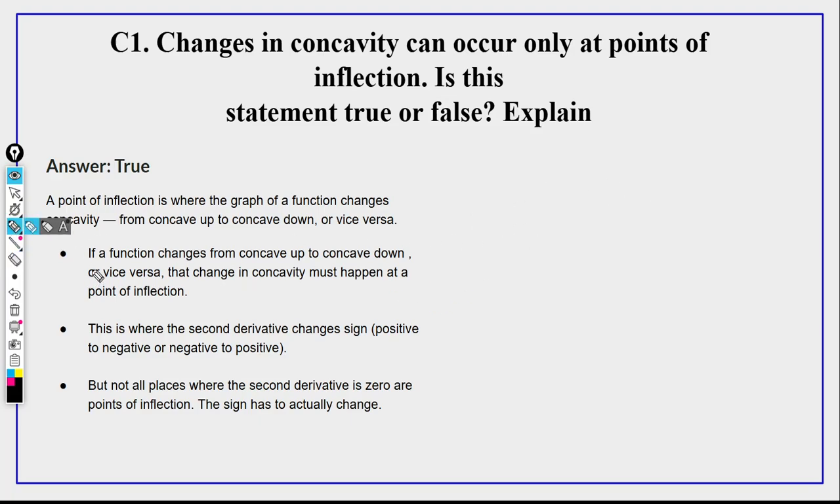Okay. If a function changes from concave up to concave down or vice versa, that's changing concavity. Here, I'm gonna just make it straight. So if it's like this, right? And we say this is 2. So we would say the change in inflection happens at 2 right here. Let me just erase this and put it in the middle.